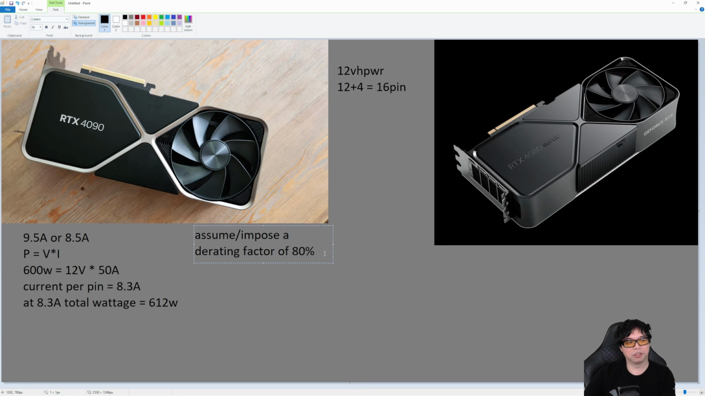So that would mean that in reality, if it's rated for 8.5 amps times 0.8, which is the percentage, you're going to get a much lower number. You're only going to be able to achieve around 6.8 amps per pin. That is significantly less than what the actual spec is, and this is what I would consider a more realistic specification for the current value of each of these pins on the 12-volt high-power connector.